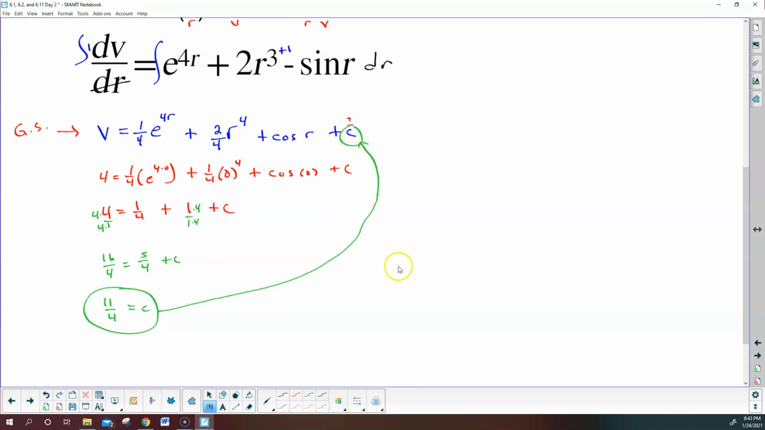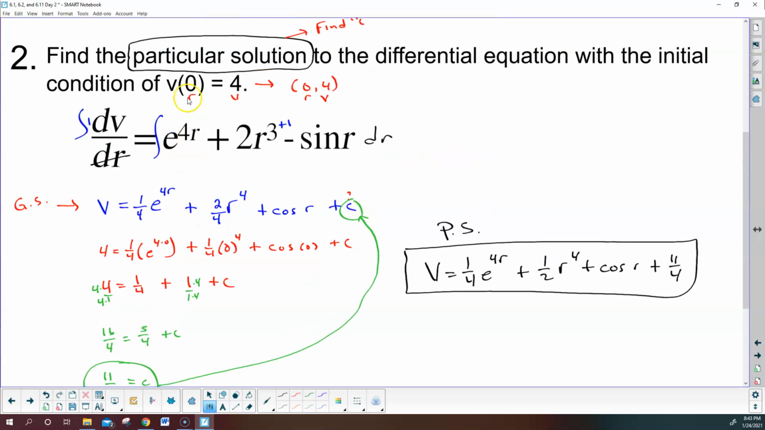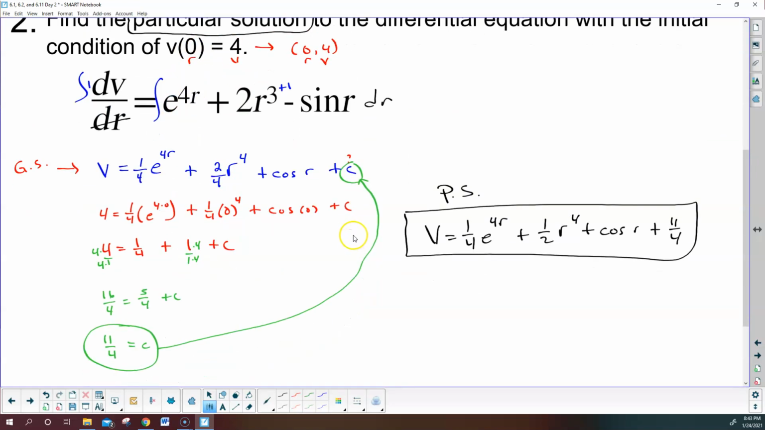So all you do is go and rewrite it. B is equal to 1/4 e to the 4r plus 1/2 r to the 4th plus cosine r plus 11/4. That is the particular solution. Okay, so it's particular because it's specifically for this given point.